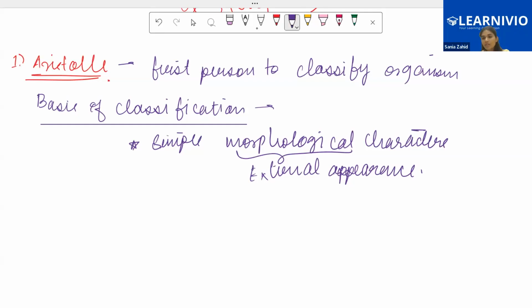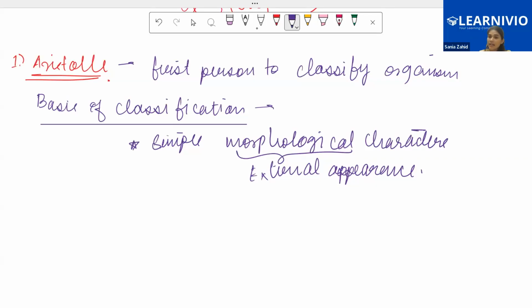So all of these external appearances are termed as morphology. Not just for a flower, for any animal also. For example, you look at an animal and you just see at the external appearance, like what is the color of the animal? What is the height of the animal? Okay, is the animal big or is it small? So these all things are external appearances, morphology.